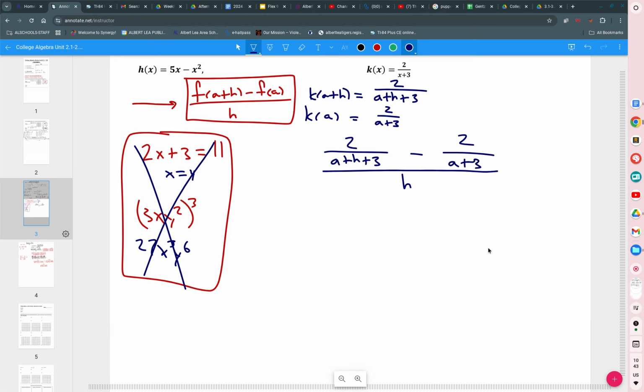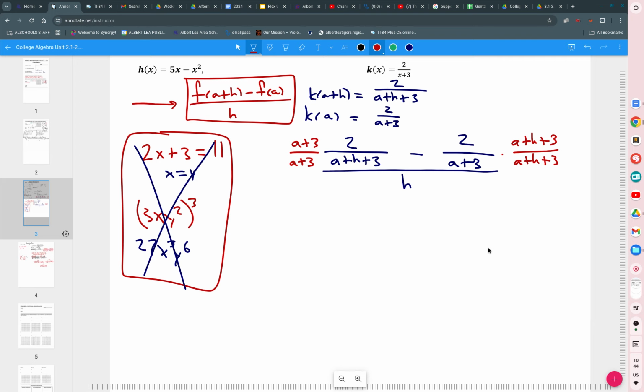This is a complex fraction. We've talked about complex fractions in your first unit. In order to simplify a complex fraction, I have to make one fraction in the top. And how will that happen? In order to subtract these fractions, I must have? Common denominators. Good. So I'll multiply top and bottom by a plus h plus 3, and the other side by a plus 3 over a plus 3.